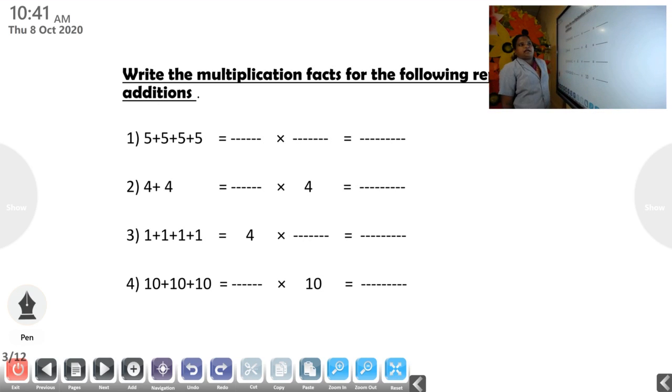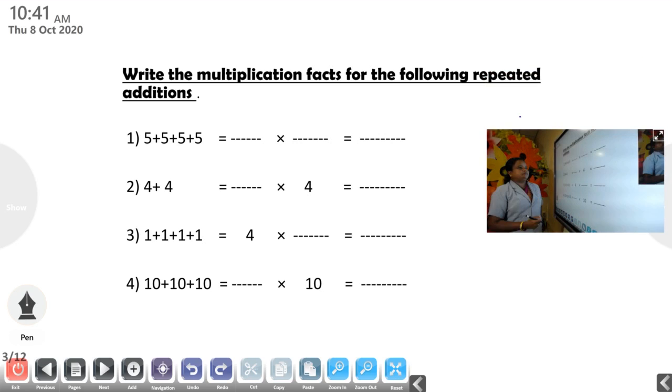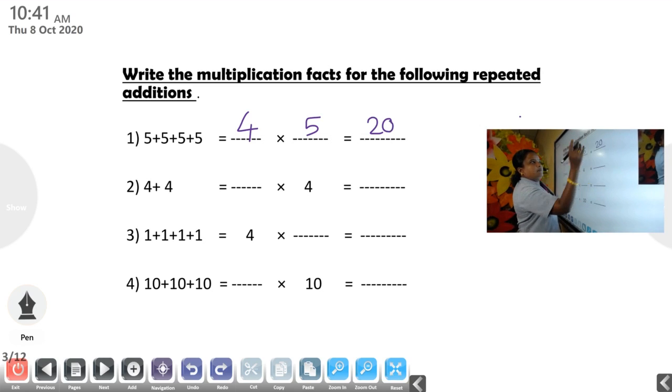Write the multiplication facts for the repeated additions. First question, 5 plus 5 plus 5 plus 5. How many times 5 repeated? 4 times. That is 4 into 5. 4 5s are 20. This is the multiplication fact. 4 into 5 is equal to 20. This is the multiplication fact we studied last year.